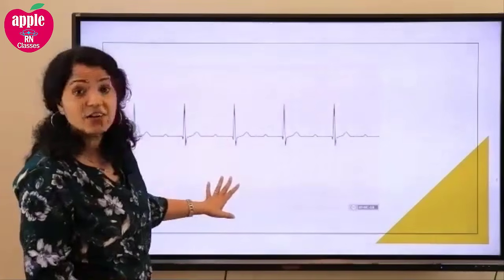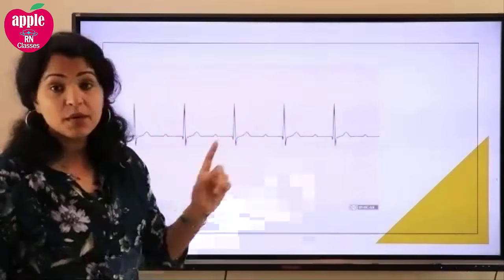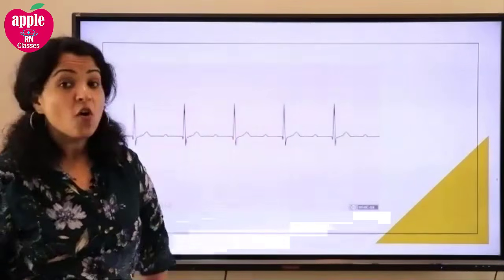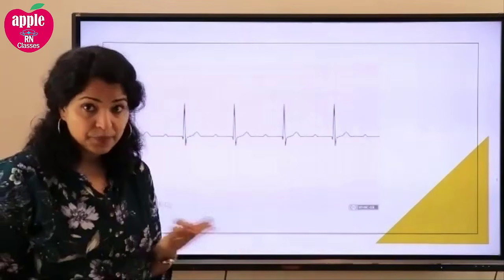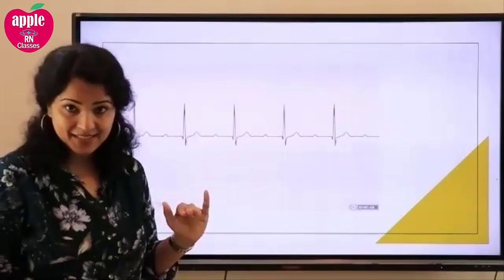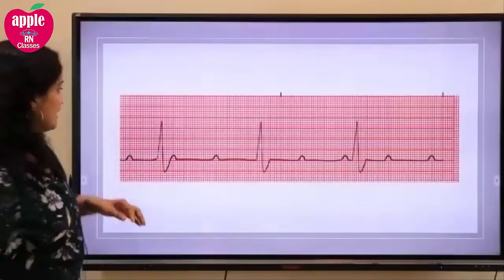Okay. Now, whenever you see this, initially it might appear to be a normal one, but don't be fooled. All right. Always look at the PR interval and see if it is longer. Then that is going to be your first degree. Okay. How about this one? Might look a little.